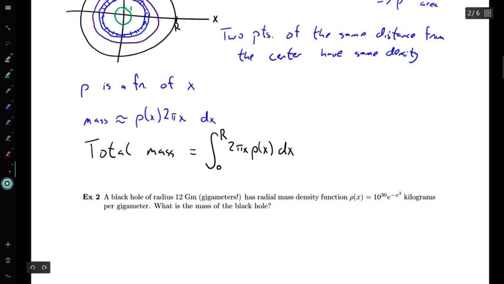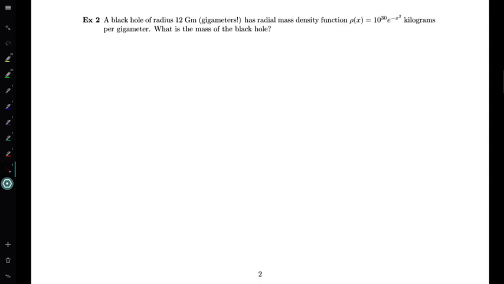So let's take a look at an example. We have a black hole of radius 12 gigameters, and it has radial mass density function rho of x equals 10 to the 30th e to the minus x squared kilograms per square gigameter. I made a typo here. It should be correct in your version of the notes, but it is not correct in mine. And we want to know what is the mass of this black hole.